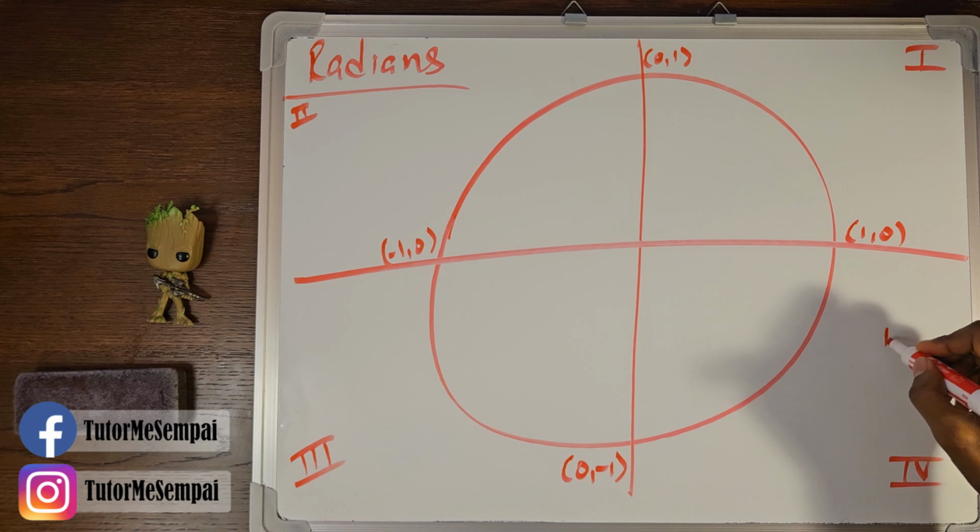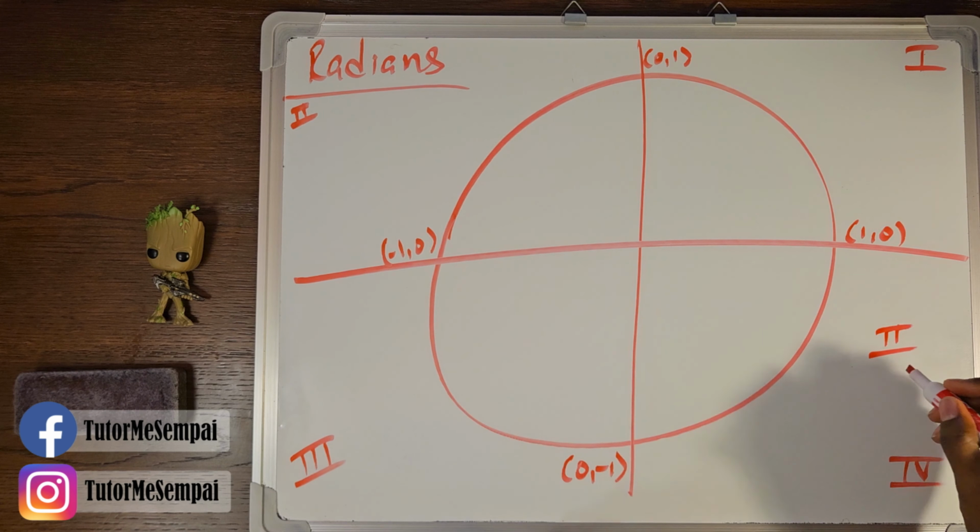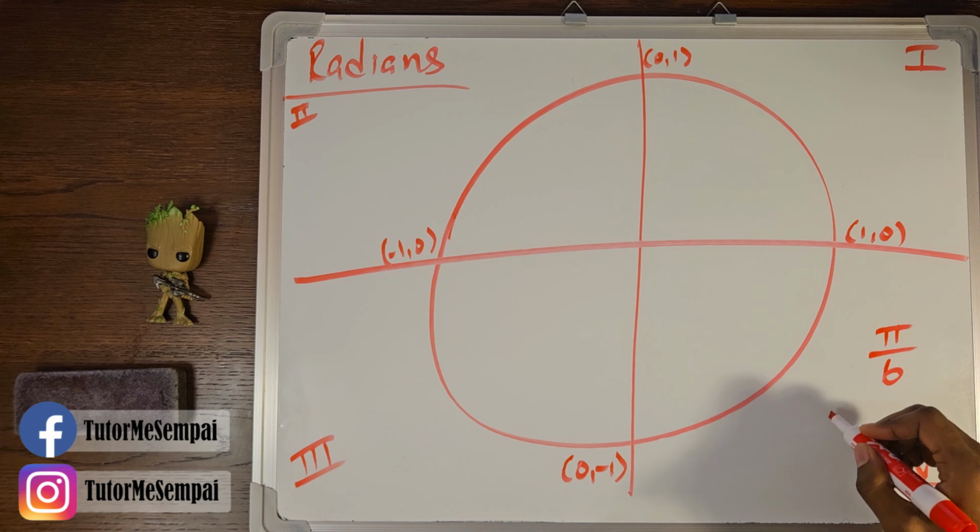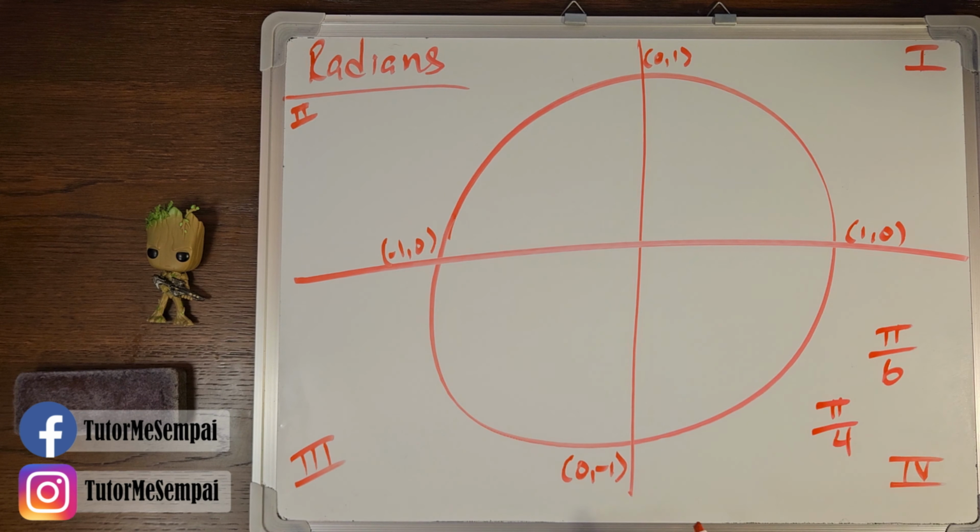The first number is going to be, actually you can pick which one you want, but it's going to be either pi over 6 or pi over 4. You're going to be counting by one of these two. And you'll see what I mean by that.